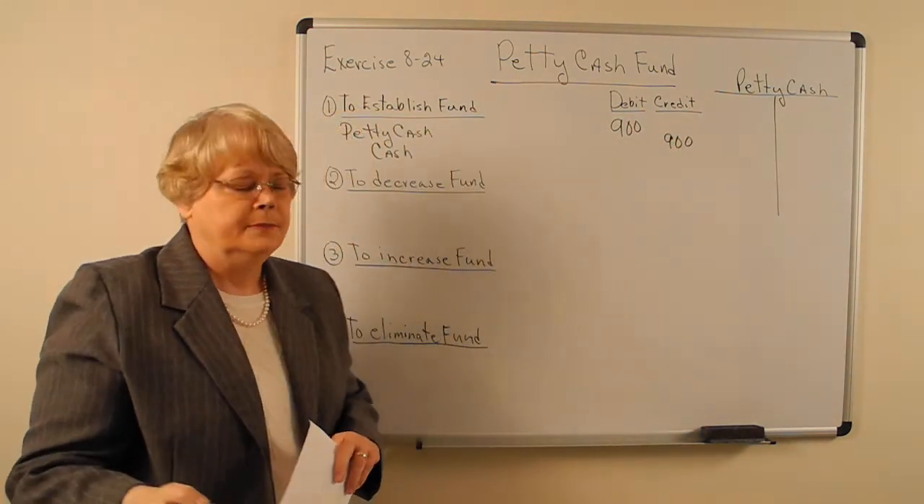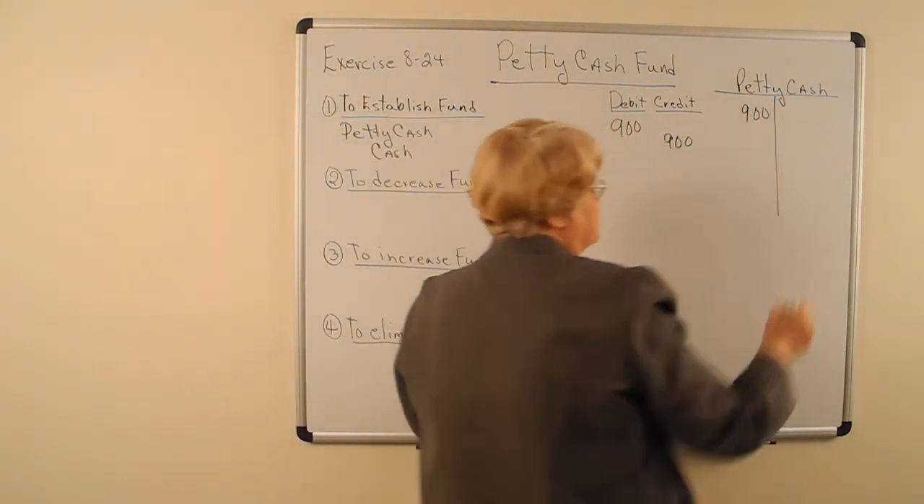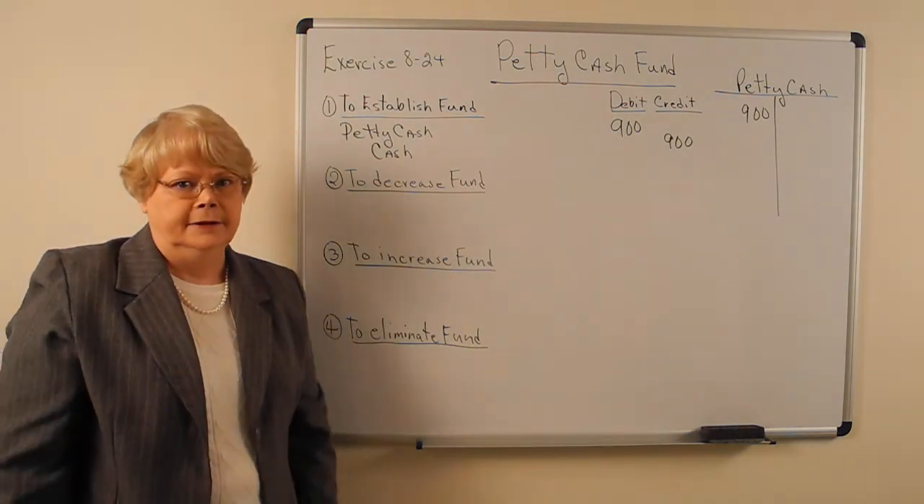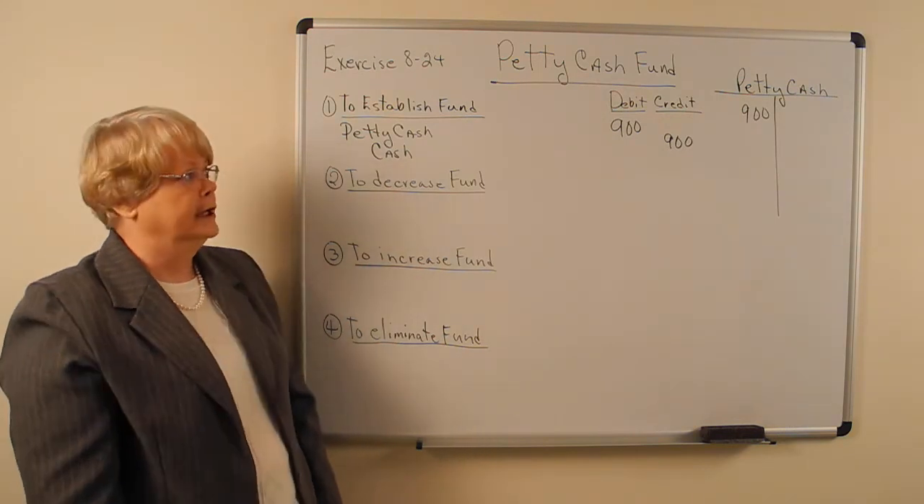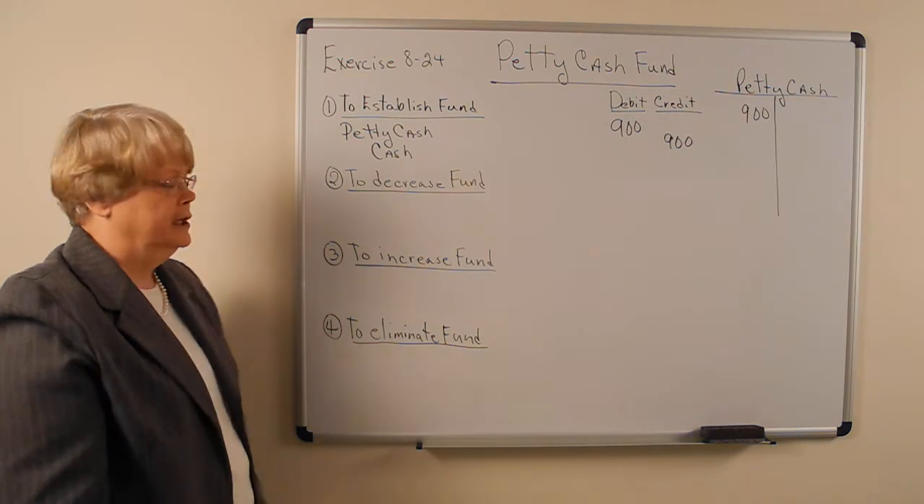When that journal entry is posted, it will go into the general ledger account. We'll use a T account to represent that account. It would go into that account as a debit. Okay? Alright, then another time that you would make an entry to the general ledger petty cash account would be if you wanted to decrease the fund.